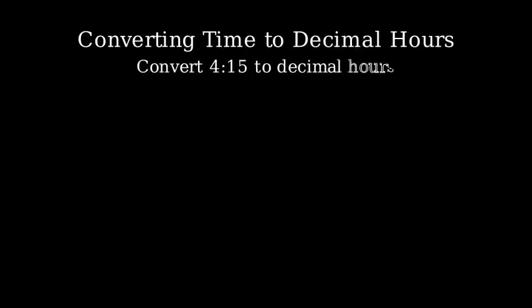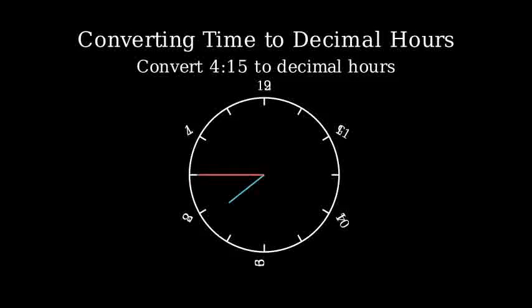Let's learn how to convert hours and minutes to decimal hours. In this example, we'll convert 4 hours and 15 minutes to its decimal form. Let's visualize this using a clock. Here we have a clock showing 4 hours and 15 minutes.